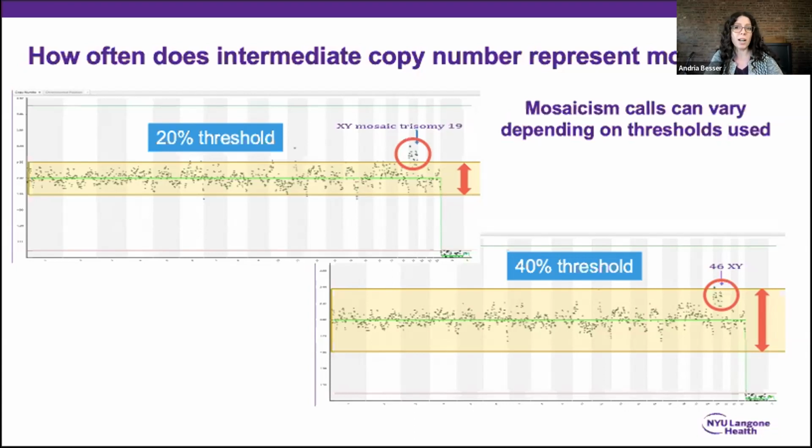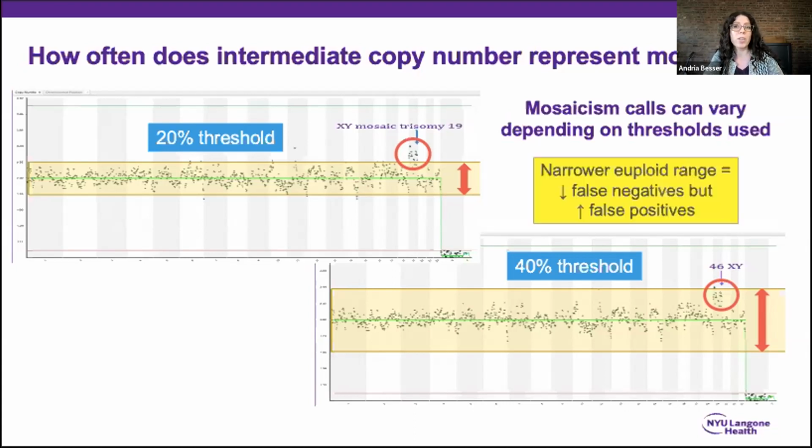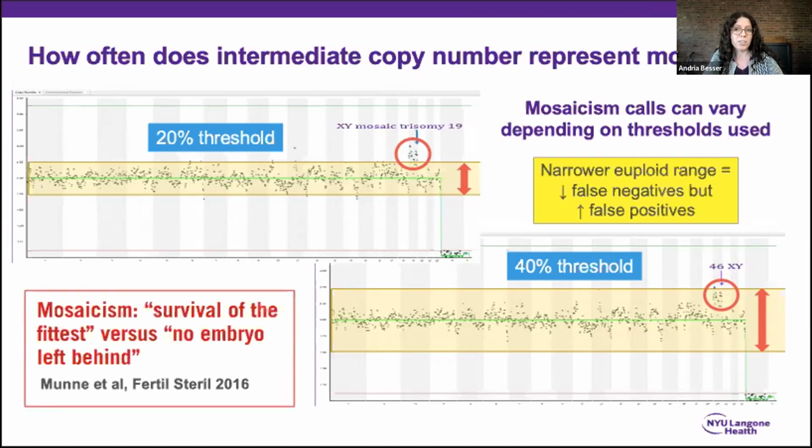There's obviously pros and cons to using narrower or wider thresholds for calling euploidy. On one hand, the narrower euploid range is going to reduce your false negatives, but on the other hand, it's going to increase your false positives. Or as this paper title describes the two sides of the debate here, are we going for survival of the fittest by eliminating all of the embryos except for the ones with the clearest signs of euploidy? Or are we going for no embryo left behind by trying to minimize the number of embryos that get eliminated by an abnormal call?